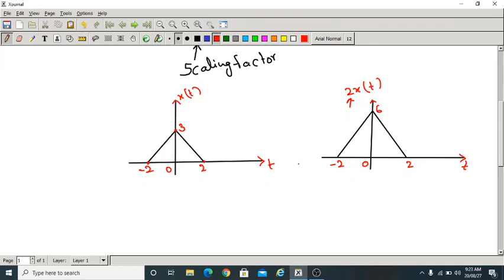If in the same signal, if I want 1 by 2 into x of t, the scaling factor now is 1 by 2. That means the amplitude of the original signal will become 3 by 2. That's it. The signal time remains the same. This is amplitude scaling.